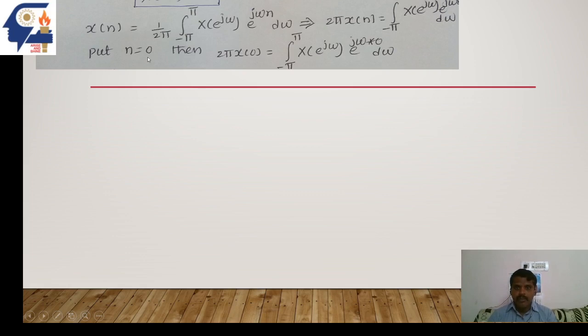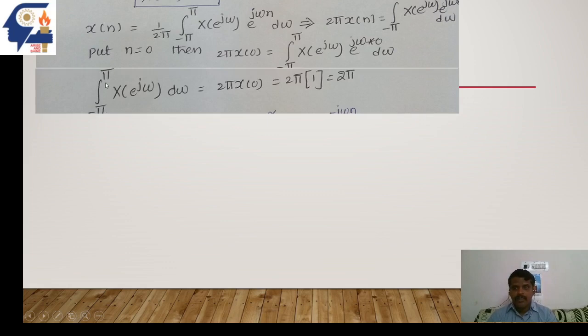So put n equal to 0 on both sides, you will get 2 pi x of 0 equal to integral minus pi to pi capital X of e power j omega into e power j omega 0 d omega. Why am I taking n equal to 0? Because they asked for the integral minus pi to plus pi capital X of e power j omega d omega. If we want this from the formula, you have to send 2 pi to the left side and replace n equal to 0. Then we will get this problem. So that is equal to 2 pi into x of 0. When n equal to 0, x of 0 value is 1 from the graph. So 2 pi into 1 is 2 pi.